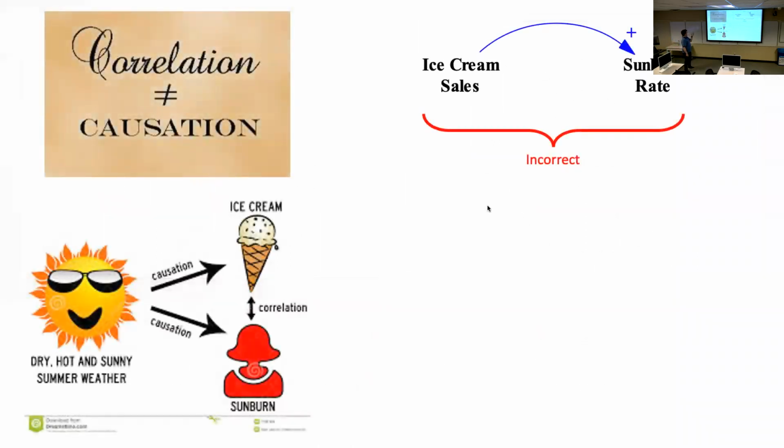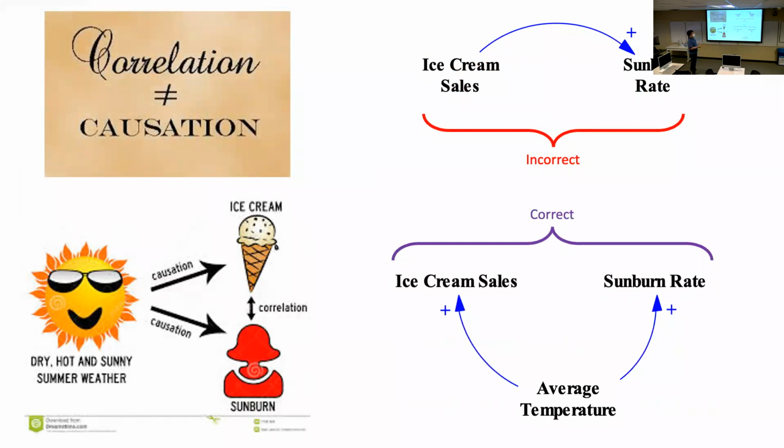The correlation and causation issues, so avoiding the post hoc ergo propter hoc and cum hoc ergo propter hoc fallacies. So in this case, these two things are positively correlated. As ice cream sales go up, so does sunburn rate, but there is no causal connection between them. There is a common cause. As average temperature goes up, so do ice cream sales and sunburn rate. So this is the correct CLD.